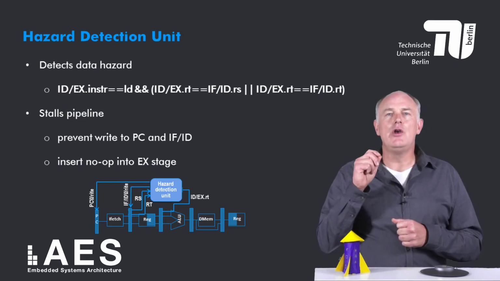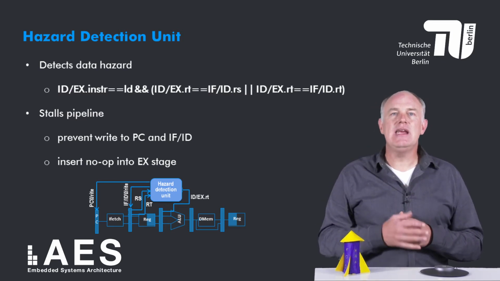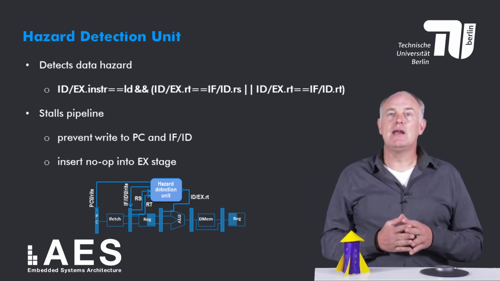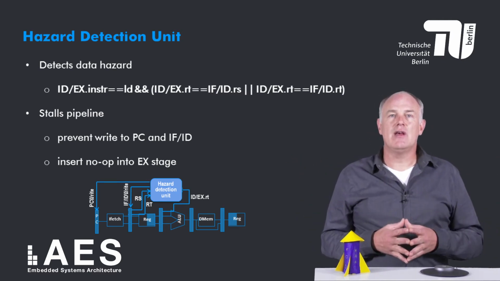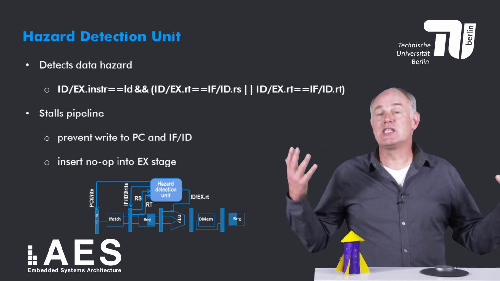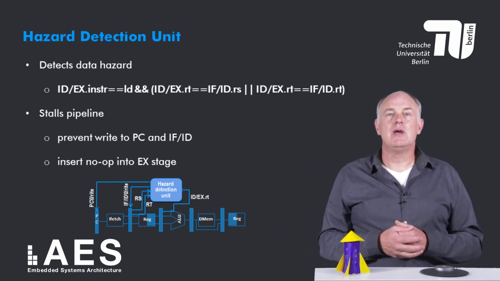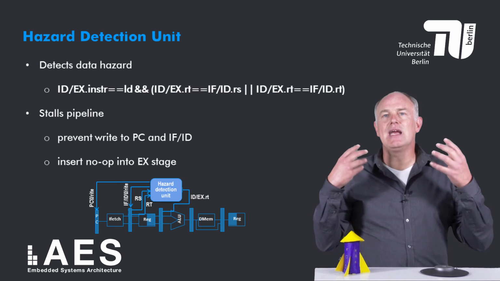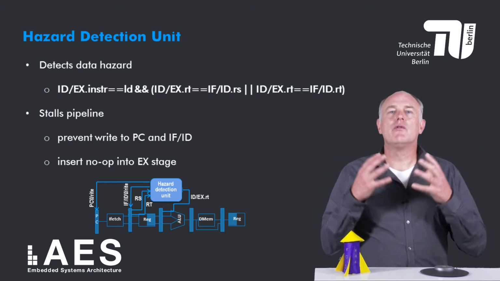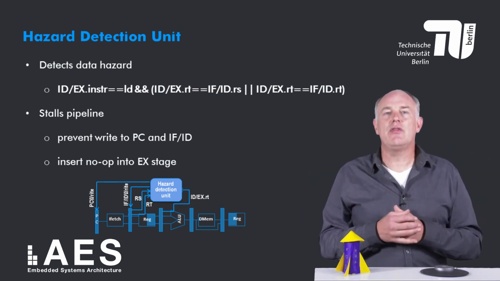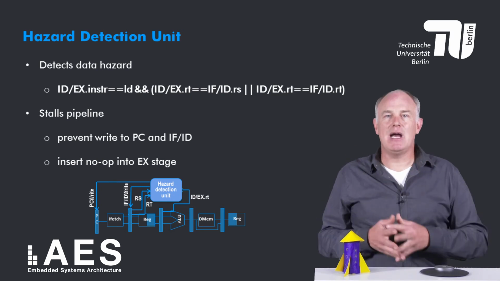In addition, a NOP, a no operation, needs to be inserted into the pipeline starting at the execute stage, since the hardware is doing something in every cycle. This can be implemented by inserting the control signals for an instruction that does not write anything into the ID/EX pipeline register.